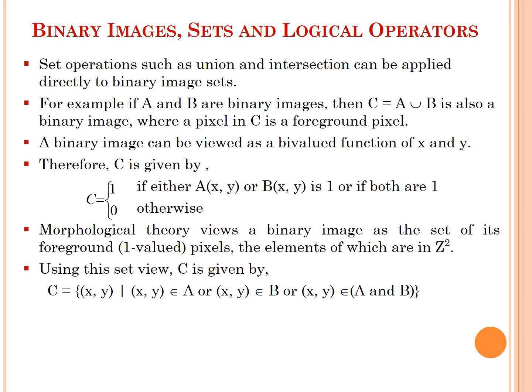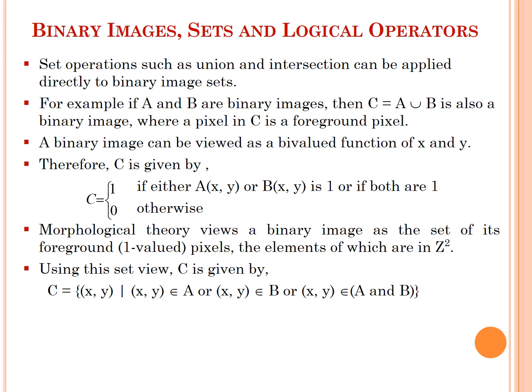Binary images, sets, and logical operations. Set operations such as union and intersection can be applied directly to binary image sets. For example, if A and B are binary images, then C equal to A union B is also a binary image, where a pixel in C is a foreground pixel.